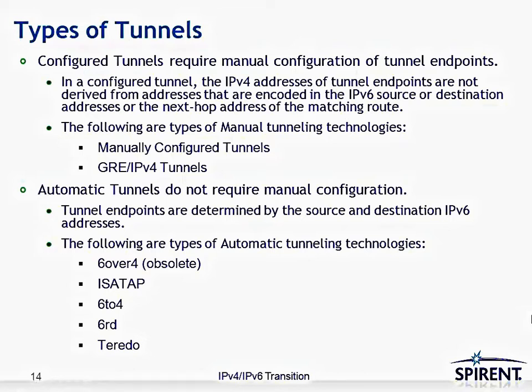There was a previous but obsolete mechanism called 6/4, which assumed that the IPv4 network that we were tunneling across supported multicast. And as we know, the global internet doesn't, and a lot of intranets don't either. So that particular technique is obsolete. ISATAP we'll cover later, as well as 6to4, 6RD, and Teredo, which are other examples of automatic tunneling technologies. Those will all be covered in part 2 of this topic on IPv4, IPv6 transition strategies. The following slides are going to cover tunneling from a more generic standpoint.